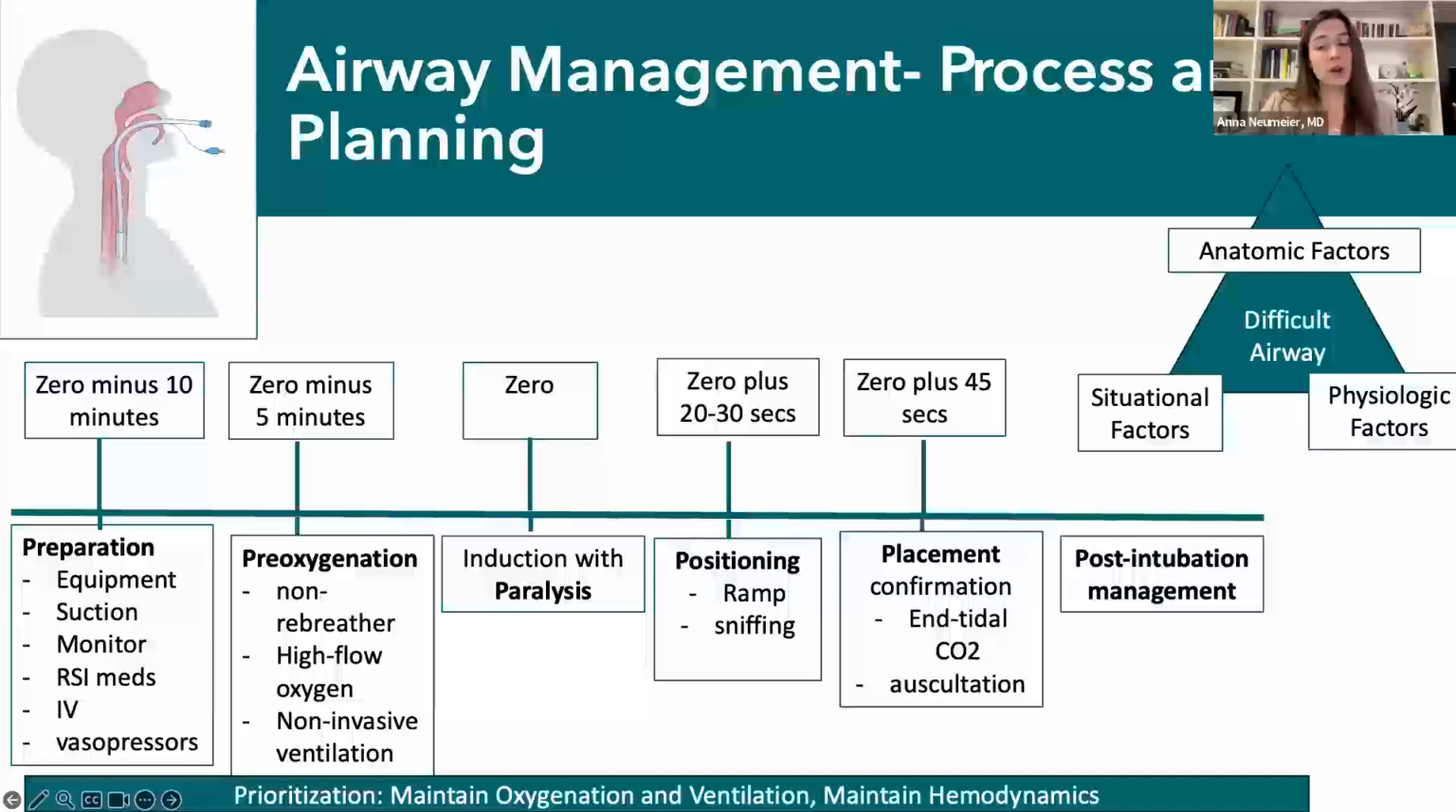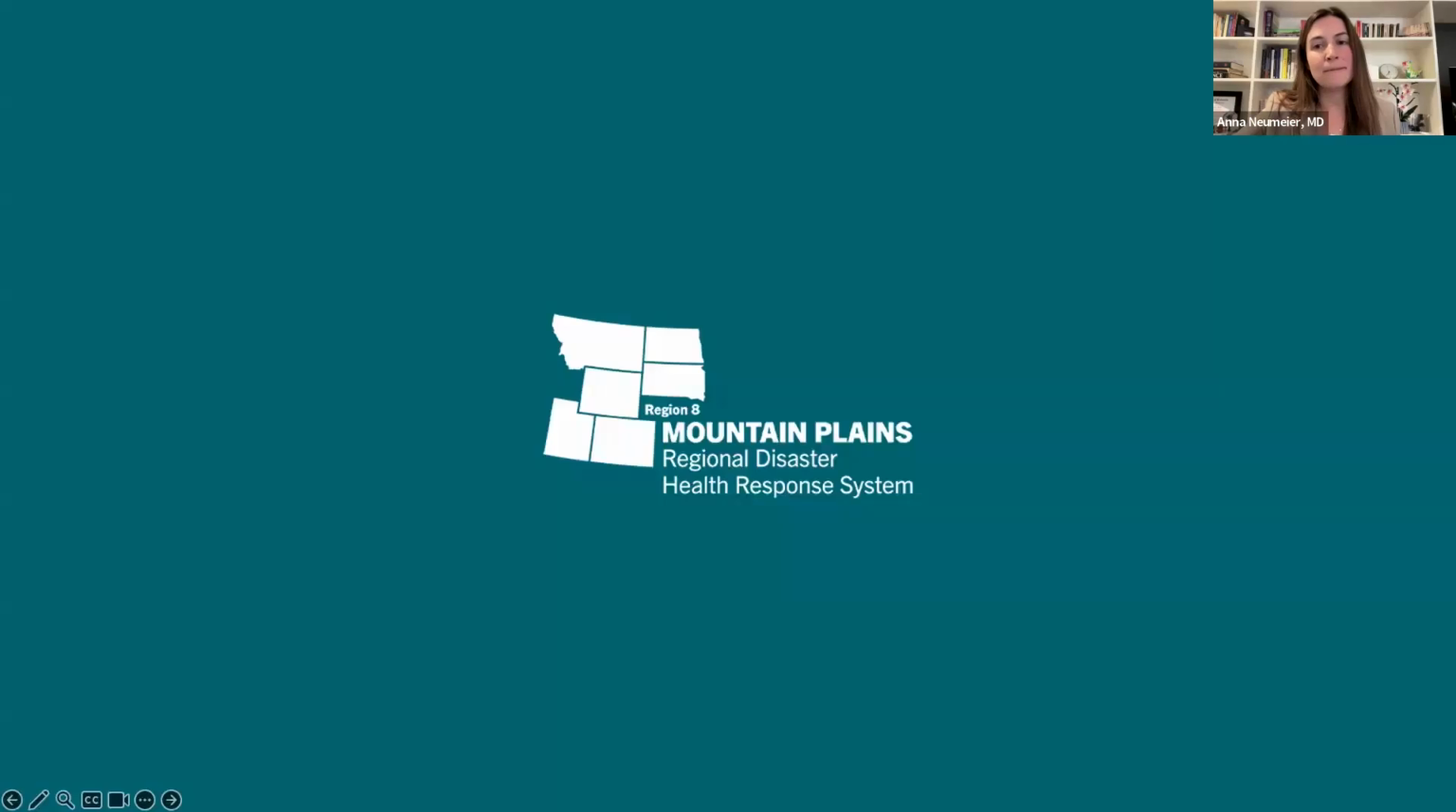While those medications are taking effect, you'll position the patient optimally to enhance your view. Ideally, within 45 seconds, you'll confirm your placement with end-tidal CO2 and auscultation, and then, of course, you'll start your post-intubation management. During this entire process, you are maintaining oxygenation and ventilation with good bag valve mask ventilation, and your approach is influenced by your assessment of the anatomic factors, the situational factors, and the physiologic factors that could predispose the patient to having a difficult airway, and ensuring that you have a plan in place to address that. And with that, I thank you for your attention and for viewing.